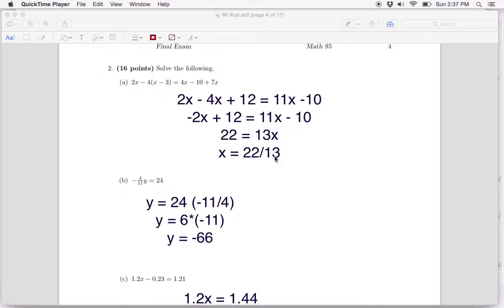There's no common factors, so that's as simple as it gets. You could make a mixed number. Improper fraction is fine for me.